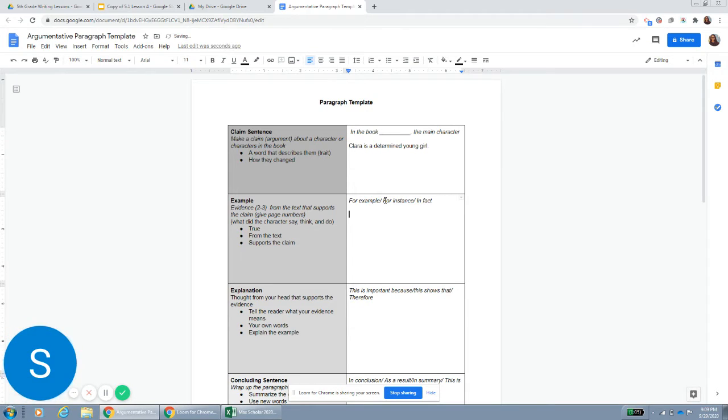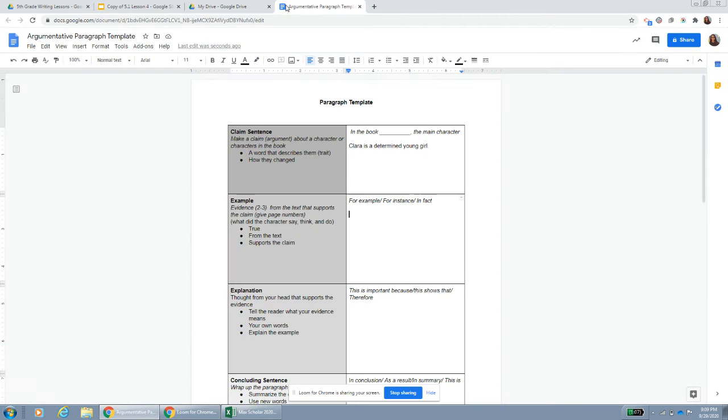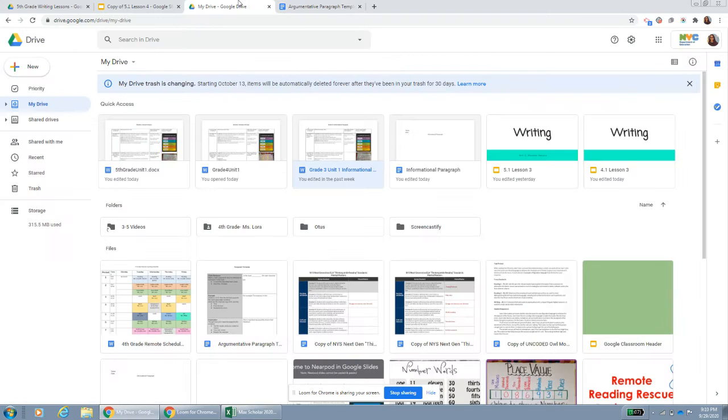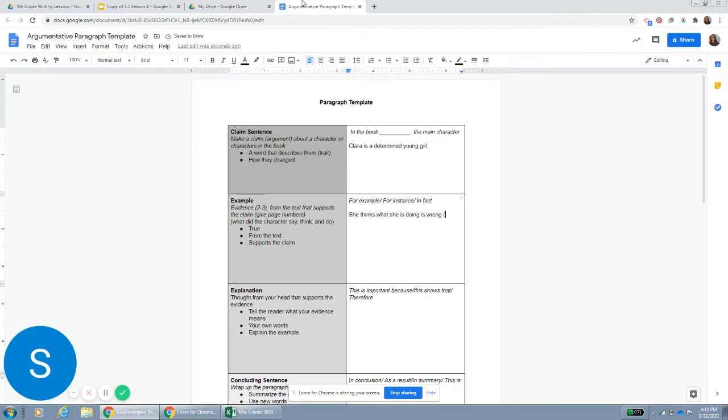So these transition words, for example, for instance, in fact, now I'm going to give my examples. So I said, she thinks what she is doing is wrong. And that was on page... You always want to give your evidence. You want to state your page. That was on page 4.